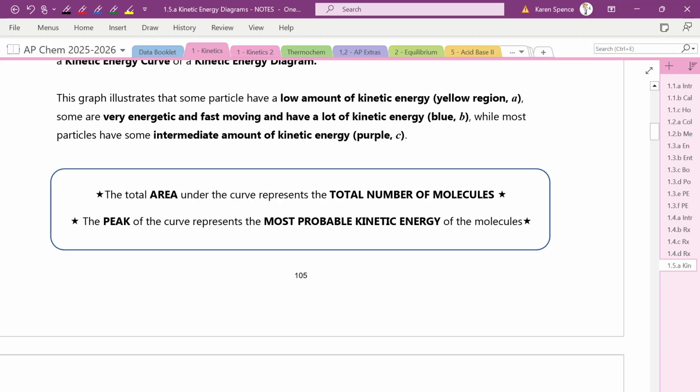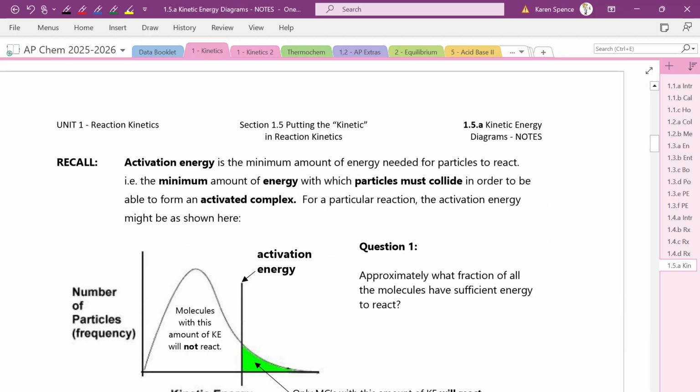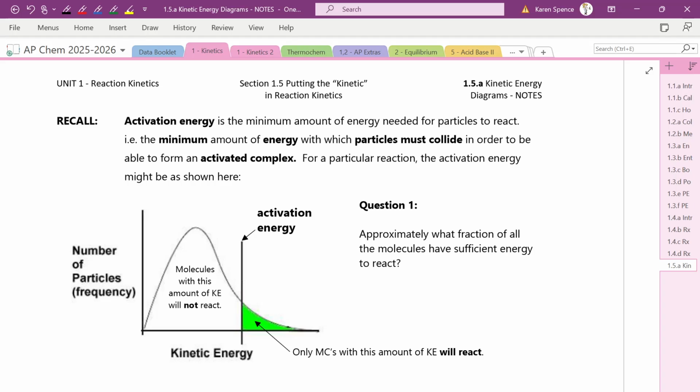So the total area represents the total number of molecules. The peak of the curve represents the most probable kinetic energy. So far, so good? Okay. What is probable? Likely. So which one are you going to come across the most often? Oh, okay, so it's kind of like the mode. Most often.